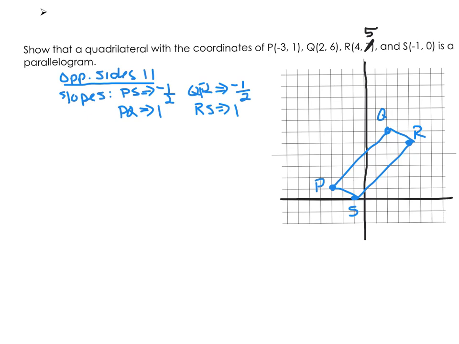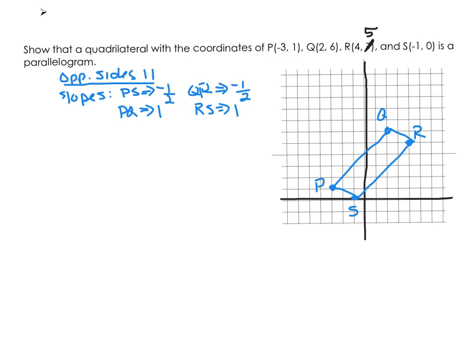Because we have two sets of opposite sides that are parallel to one another, we know that PQRS is a parallelogram. So, again, all you've done right here by finding the slopes is the arithmetic part of the answer. You've got to use your math facts, and then you have to tie them together.